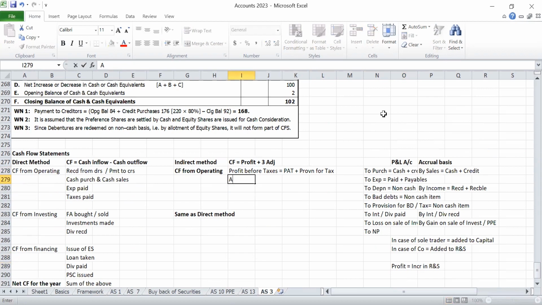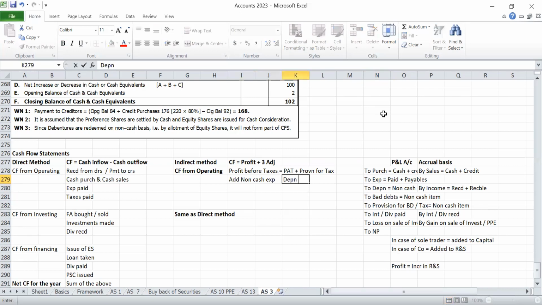Here I have to add non-cash items, non-cash expenditure. Because I have deducted bad debts, but I have not actually paid that. So up to that extent, it is not a cash outflow, and you have to reverse this. Non-cash expenditure was already deducted, but it should not be deducted for the cash flow statement because you are not going to pay this. So what does non-cash expenditure mean?